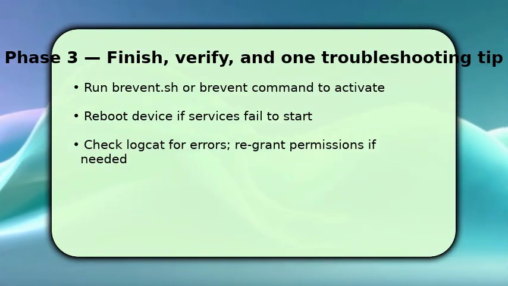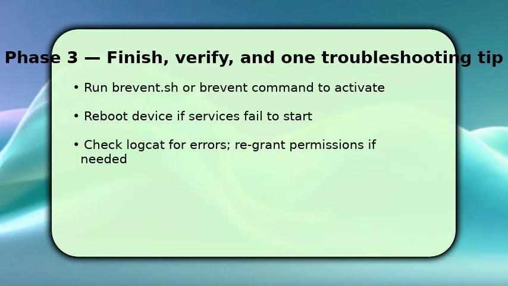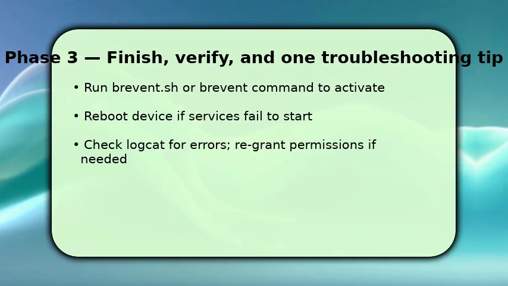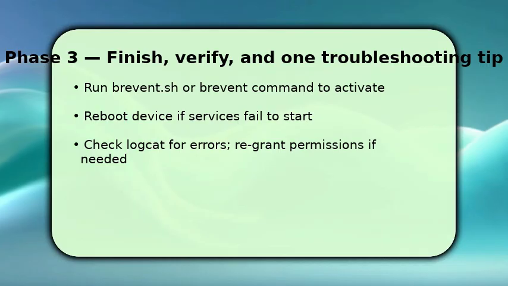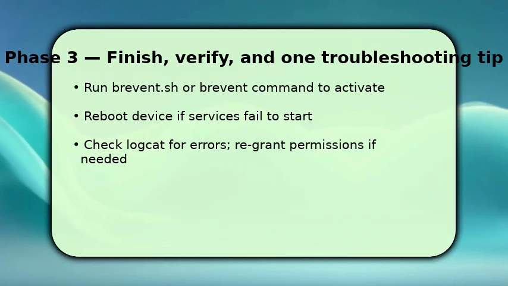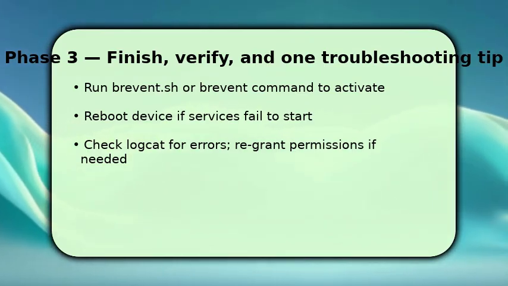Once active, open the app and confirm protected apps are listed and statuses update. If services fail to run, reboot the device and rerun the start command. If problems persist, capture logcat output to identify permission or SELinux denials. One key troubleshooting tip: regrant package usage stats and related permissions after a reboot, because missing grants are the most common cause of failure.